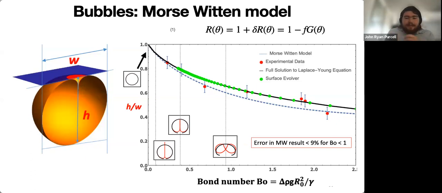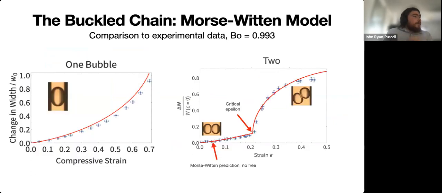So considering then again this 1 and 2 bubble system, the Morse-Witten model, with no free parameter, simply using the bond number as this measure of softness, can make a pretty good prediction for the change in width as a function of this compressive strain. So compressive strain is just this compression divided by the number of bubbles in the system.